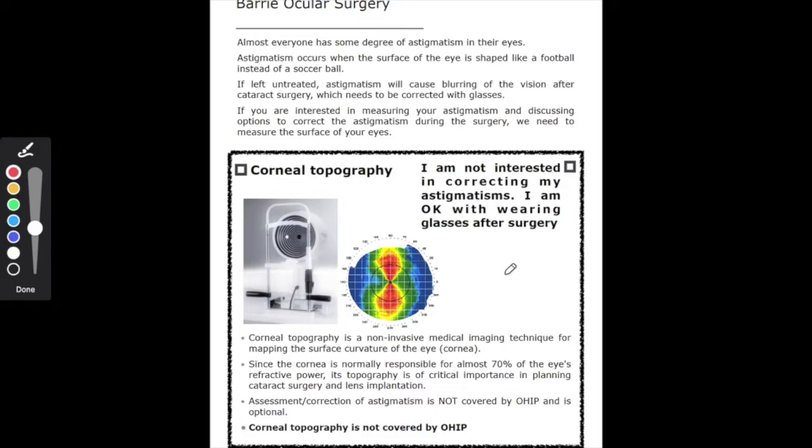So I urge you to consider this if you're interested in the refractive outcome of the surgery. Again, whichever option you choose does not affect the safety profile of the surgery, but it certainly does affect your visual quality after the surgery. And again, this test is not covered by OHIP, and the exact fee is very minimal, and we will give you exact numbers in the office.